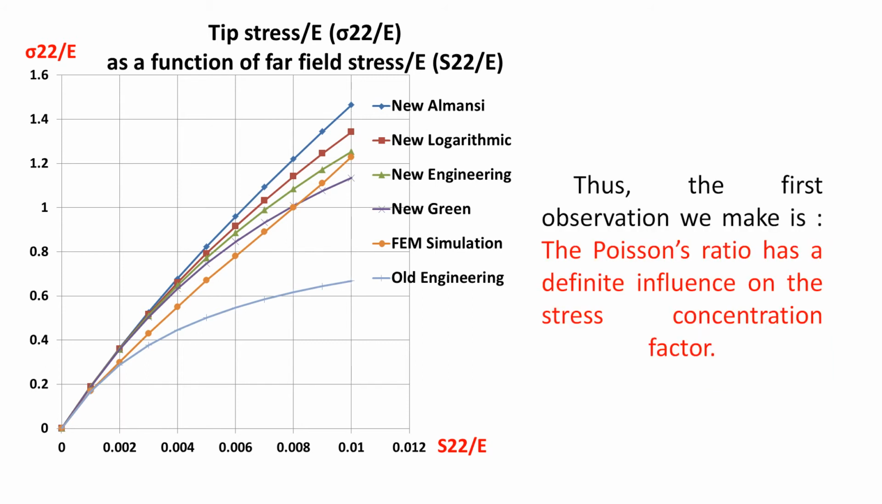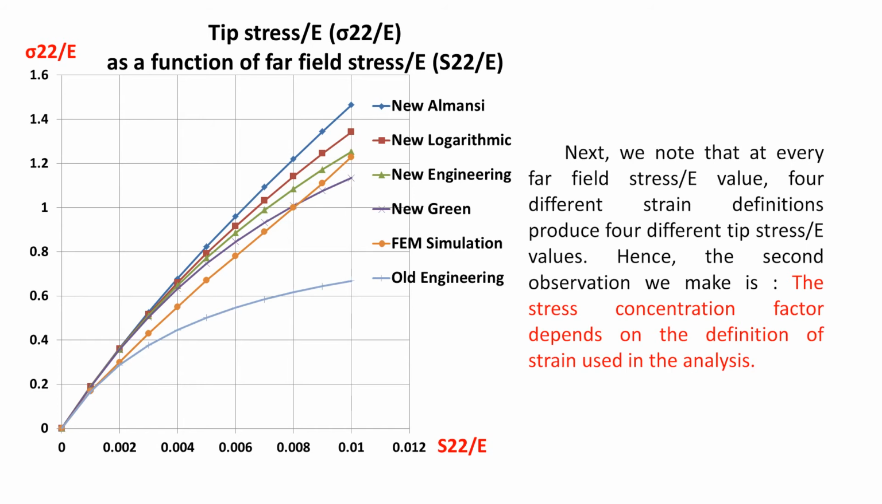Thus, the first observation we make is the Poisson's ratio has a definite influence on the stress concentration factor. Next, we note that at every far field stress over E value, 4 different strain definitions produce 4 different tip stress over E values. Hence, the second observation we make is the stress concentration factor depends on the definition of strain used in the analysis.